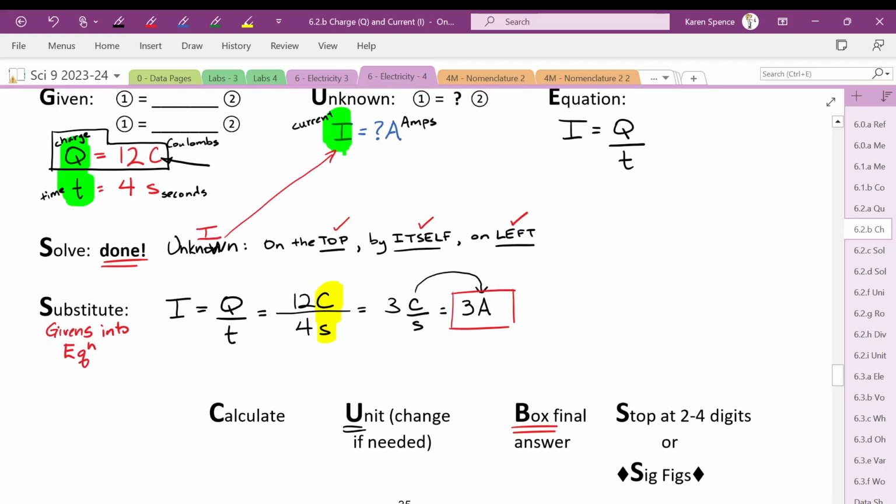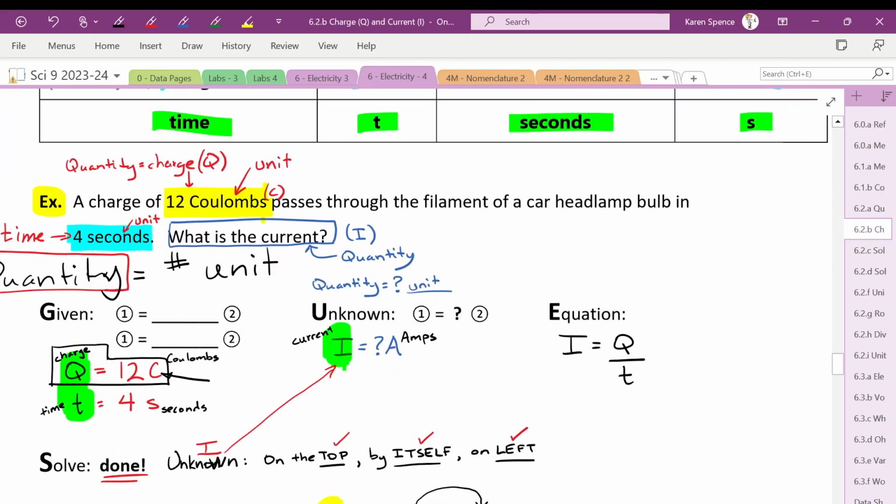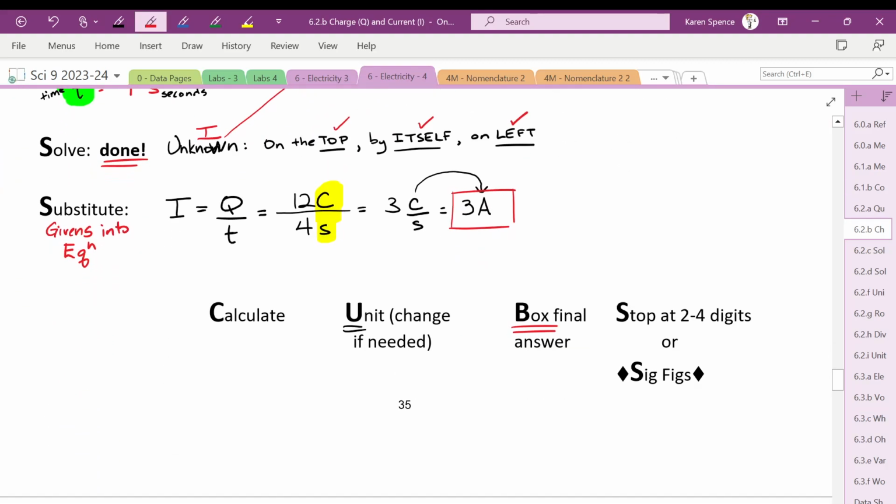If you're interested in the correct sig figs, we have the number 12 and we have the number 4. How many sig figs in 12? 2 sig figs. How many sig figs in 4? 1 sig fig. So how many sig figs should our answer have? 1 sig fig, which is what we actually have here, so we're good. Okay.